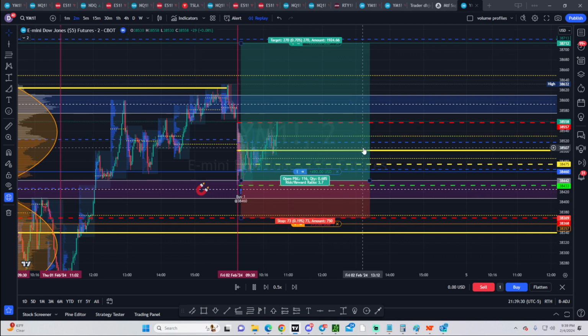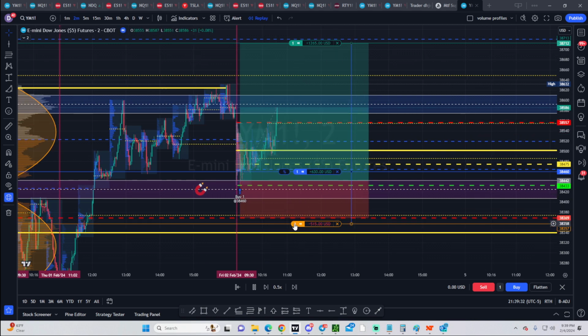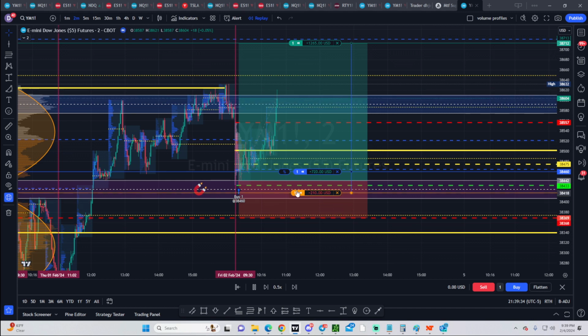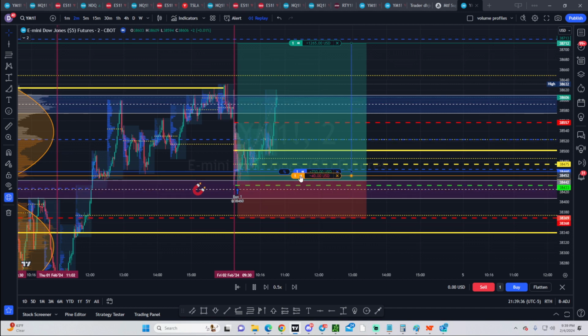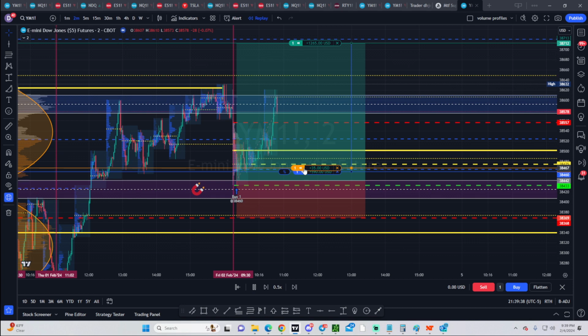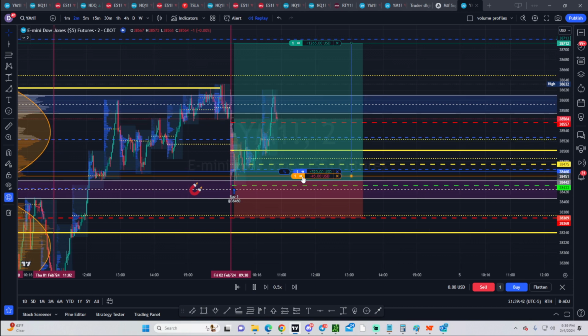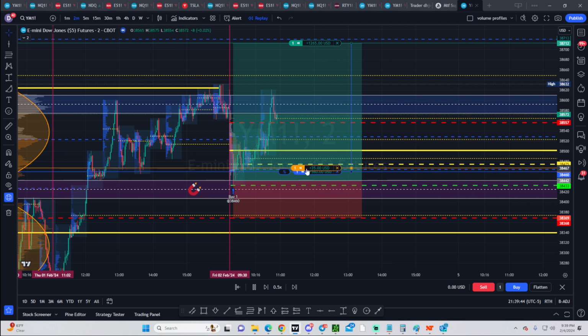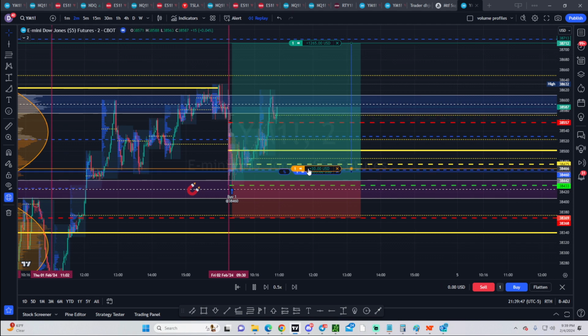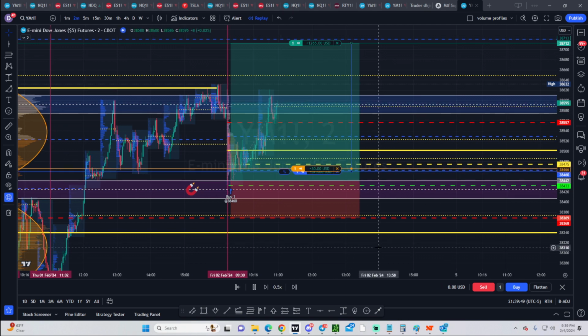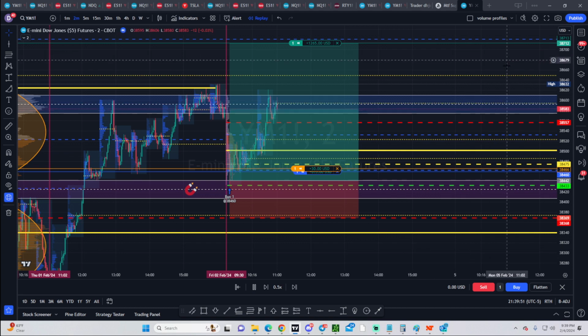You can see what the POC is for the session. So it broke the range. Now I move to break even. My stop is like right here. I bought at 460. I moved to like 465. Right there, $30 in profits. My stop.